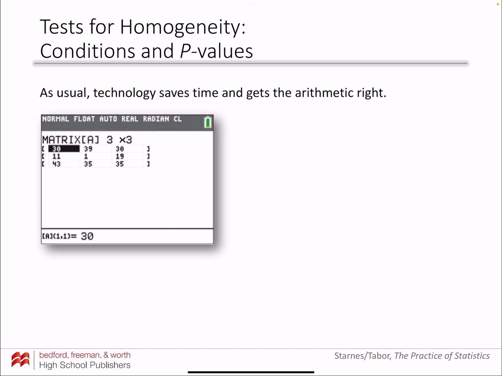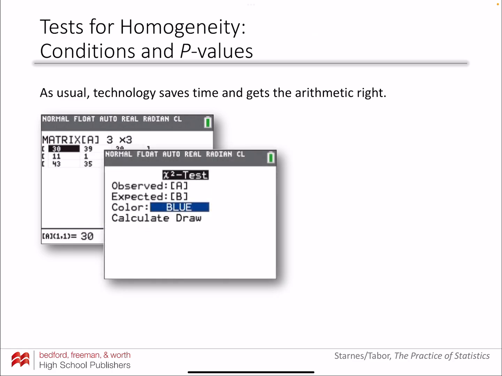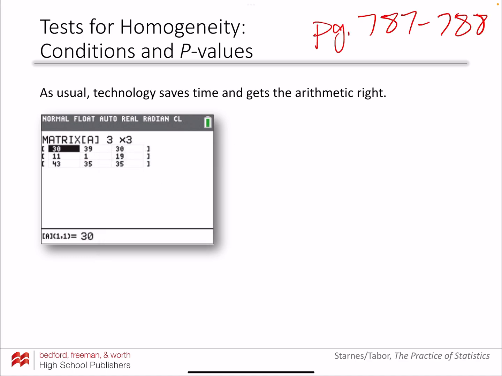I'm just going to click through these slides and I'm going to refer you to the book. If you look in the book on pages 787 through 788, it gives you detailed directions on how to use a matrix and how to do this test, how to enter the data, all that stuff. Let me flip through here. Here you're entering your observed counts. That's the only thing you need to enter.